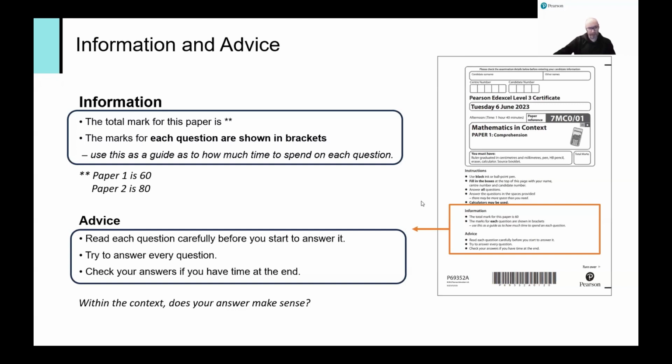And part of that is making sure their answer makes sense and is in context. There'll be times when it'll ask for a contextual response, and they've got to make sure that it makes sense. So, for example, if the question involves a mobile phone bill and they get an answer of, say, £14,000, that's not sensible. They potentially made a mistake. It could just be a decimal place issue. It could be a slight calculator issue, but they should be checking to make sure that their answers are sensible.